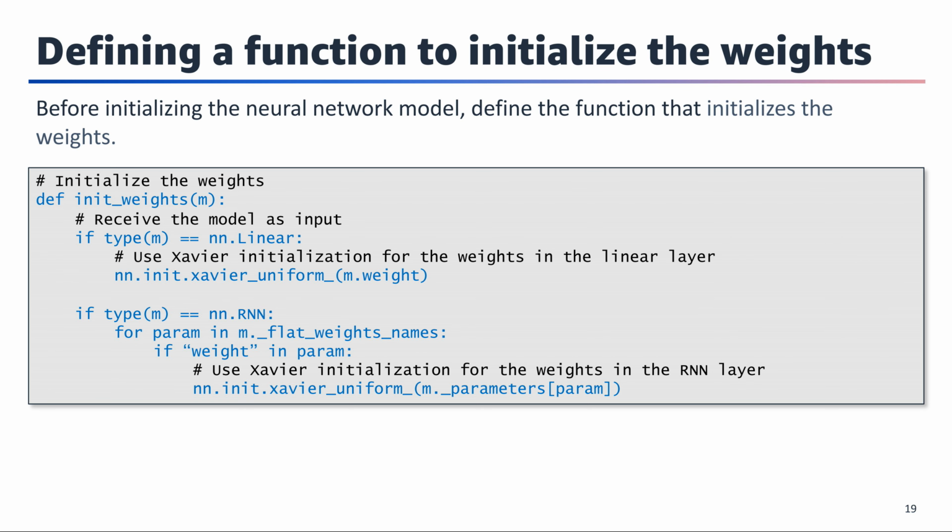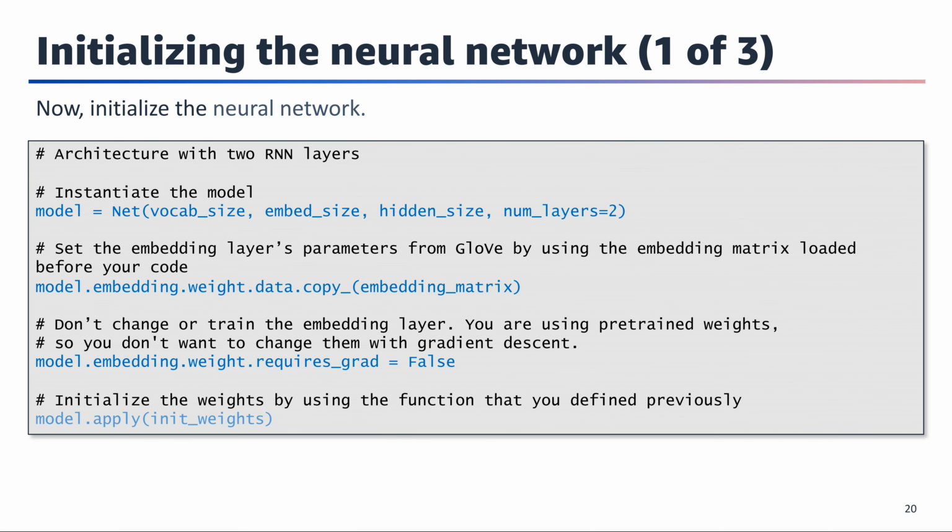Before initializing the neural network model, first define the function that initializes the weights. Then, initialize the neural network. This architecture has two RNN layers. The model is instantiated, then the embedding layer's parameters are set by using the embedding matrix from GloVe. We don't change the embedding layer because we are using pre-trained weights. Finally, initialize the weights by using the previous function.